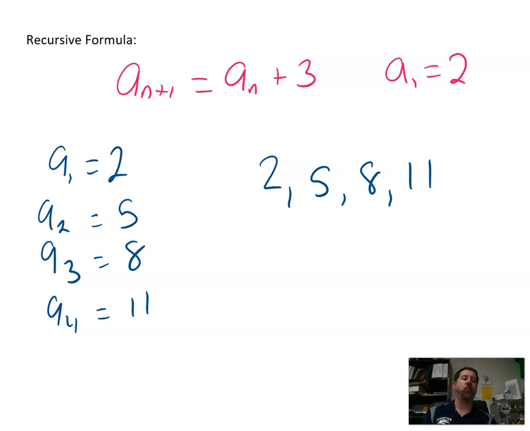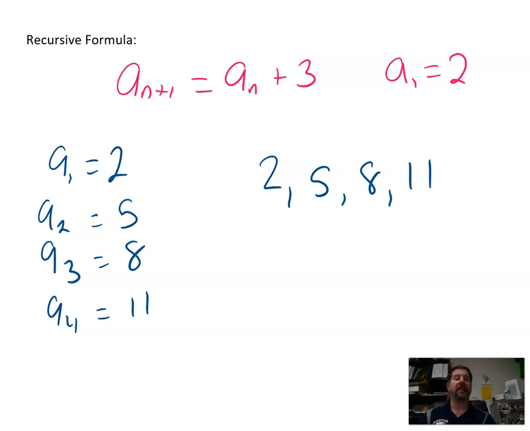The issue with a recursive formula is that it may generally be a little easier to write. However, if I wanted the 100th term here, I would need the 99th. So I'd have to find every term up to that point, and it takes a little bit of time to get there. So it's not quite as nice as an explicit formula sometimes. We're going to deal with both again, just reviewing these two things.